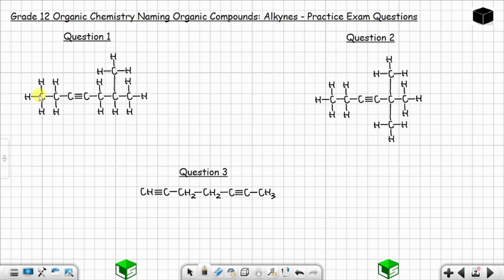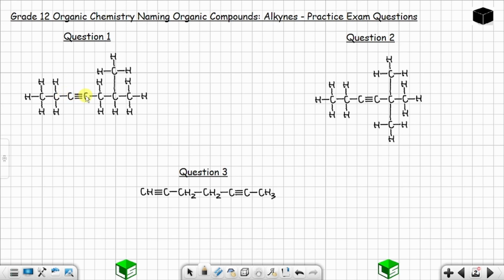Okay, in question 1 you can see you have the triple bond, so this is the functional group for alkynes. Remember, this is the functional group. Before we can name this organic compound, you need to number your carbon atoms in such a way that this functional group is located on the lowest possible number. So you must first identify the longest continuous carbon chain that contains this triple bond. Both carbon atoms which contain the triple bond must be included in the longest continuous carbon chain.